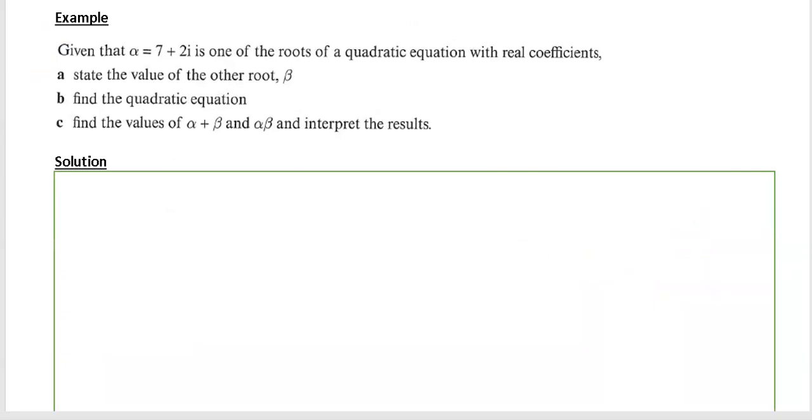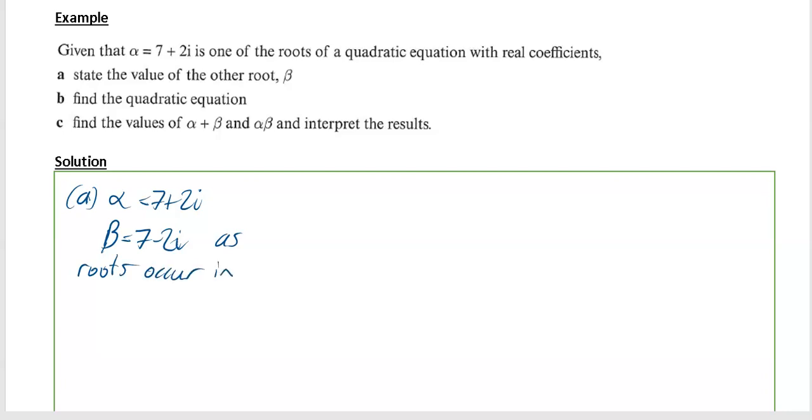In this question, it says, given that alpha equals 7 plus 2i is one of the roots of a quadratic equation with real coefficients, state the value of the other root. So beta is equal to 7 minus 2i, as roots occur in conjugate pairs.